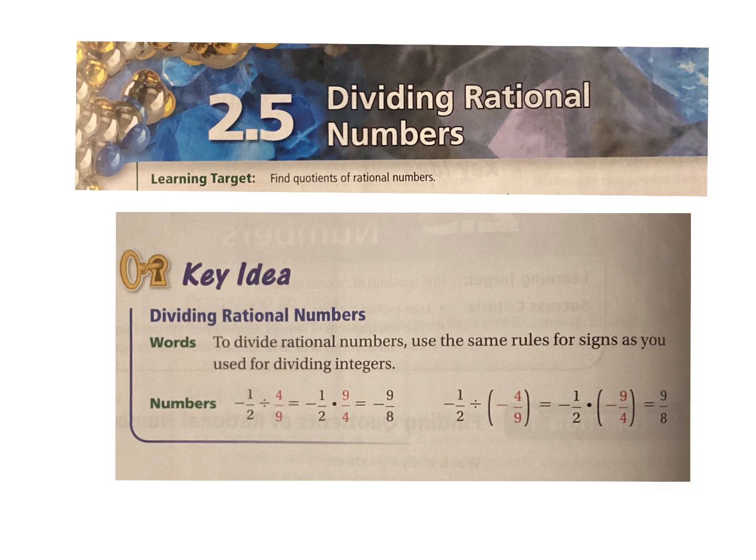And you use the same signs as if you're dividing integers. If you have a negative and a positive, it becomes a negative. If you have a positive, positive, it's positive. If you have a negative and negative, it's a positive. So same sign equals positive, different sign equals negative.